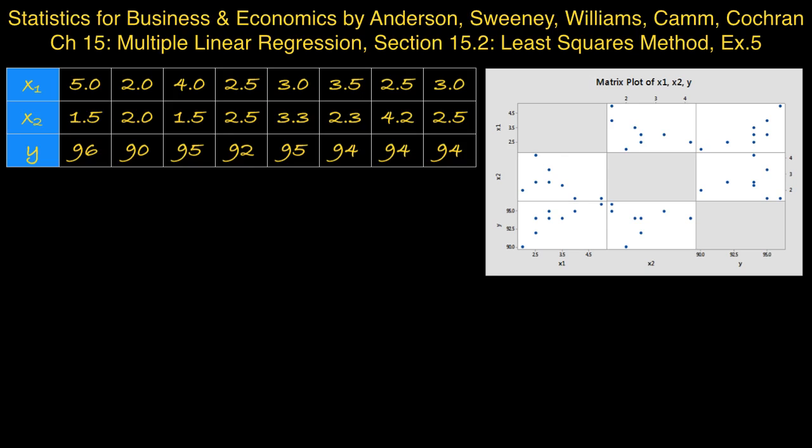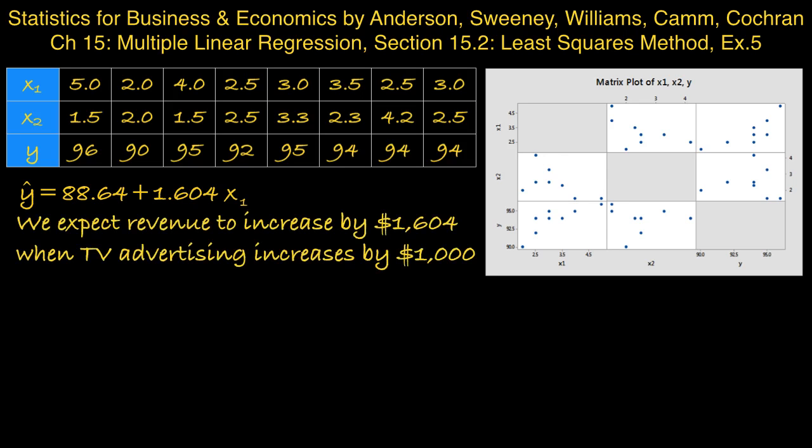First of all, I'm going to develop an estimated regression equation with the amount of television advertising X1 as the independent variable. So here's my equation, and we're going to think about what that 1.604 in front of X1 represents. And so we expect revenue, Y, to increase by $1,604 when TV advertising, X1, increases by $1,000. Remember, everything is measured in thousands of dollars. So that's our interpretation of the 1.604 that comes in front of X1.